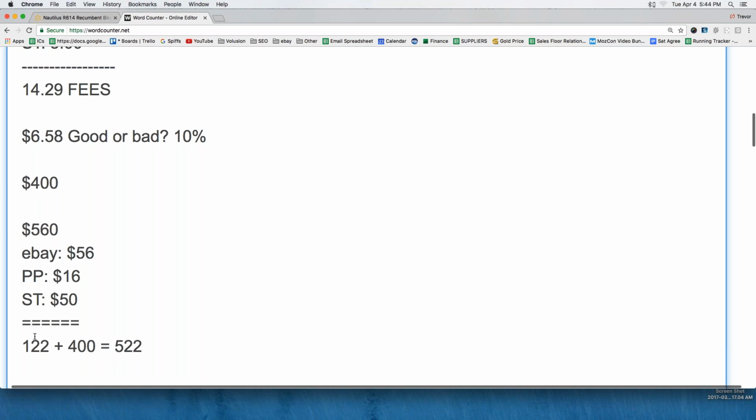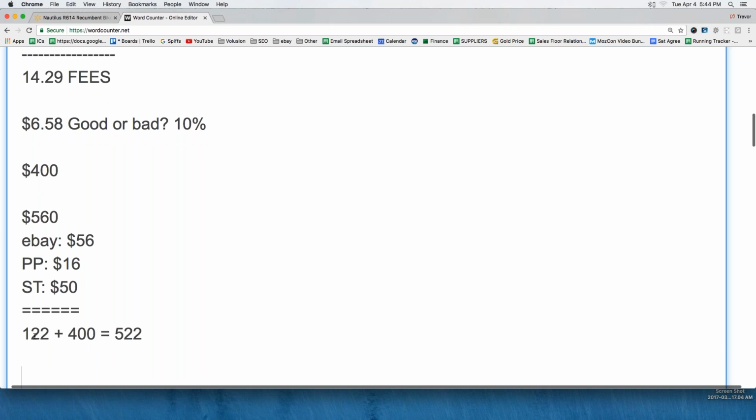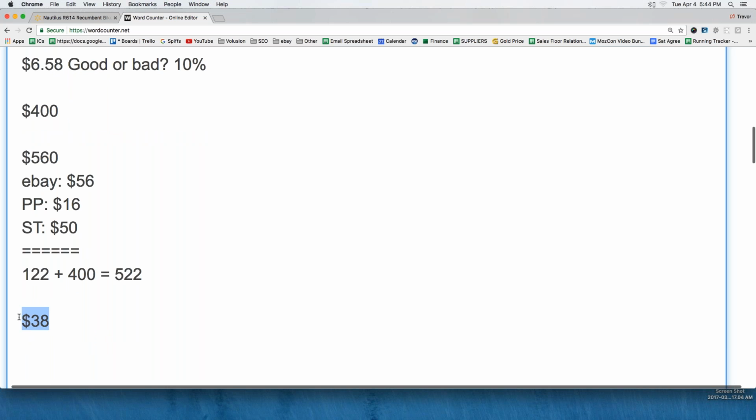Okay, fair enough. So 560 minus 522, we're making, of course, we're selling it for 560, right? We're making a $38 profit. Is that something to get excited about? Well, it's certainly better than $6, right? It's not the highest profit in the world. Let's figure out if it's good or bad.